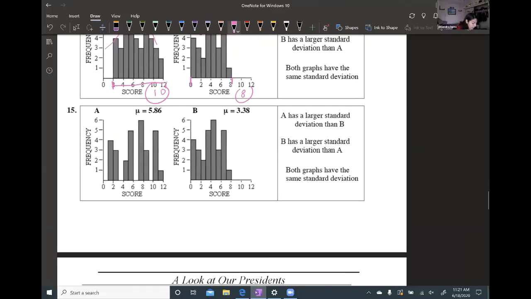Okay, and then lastly, 15. And here it goes from 1 to 12, that's 11. Here it goes from 0 to 8. So it looks like obviously this one's bigger. It also has gaps here, which makes it even more. So then we know for sure A should be bigger.